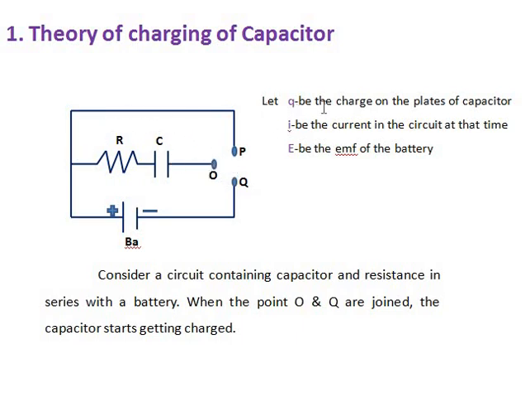Okay, so let Q be the charge on the plates of the capacitor, I be the current in the circuit at that time, and E be the EMF of the battery. Consider a circuit containing a capacitor and resistance in series with the battery. When the points O and Q are connected, the capacitor starts getting charged.